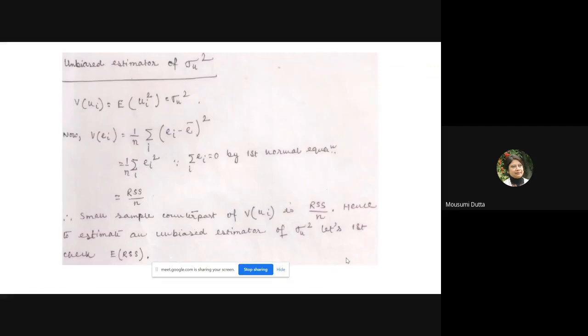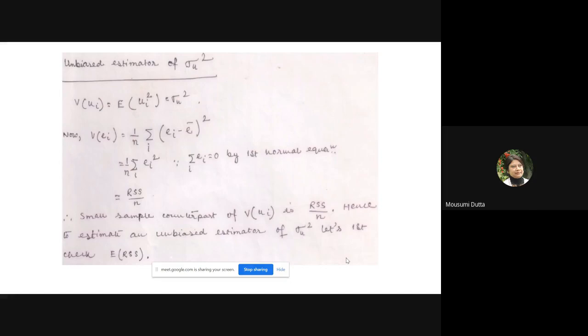Since a natural substitute of ui is ei, as we found in our earlier discussion, ui is unobservable, and therefore, in the context of estimation, we discussed the idea of residual ei. Ei is yi minus yi hat, observed minus estimated, okay? And therefore, ei is observable. We can observe ei, we can realize the value of ei.